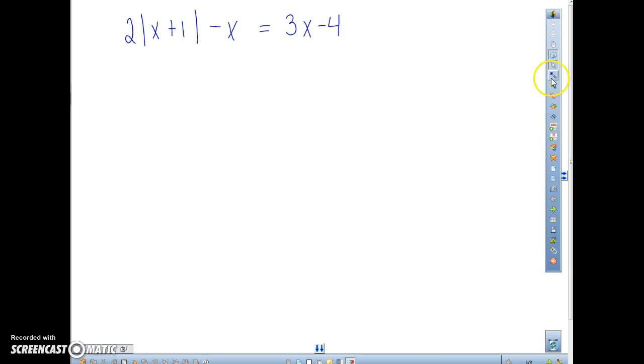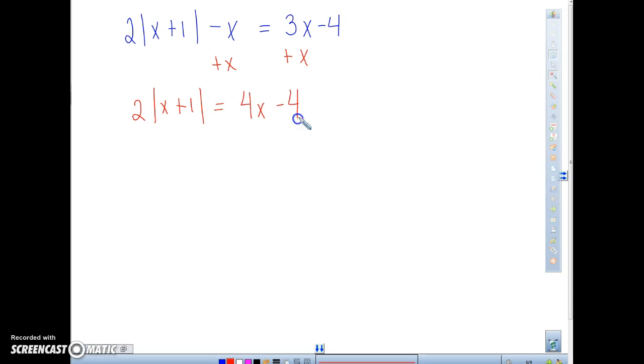So remember on Part 1 I said that you can't start solving the absolute value part until it's completely by itself. So what we have to do on this one is get the absolute value bars completely by itself. What you want to start with is that minus x there, and so we want to take care of it by adding x to both sides. So we have 2, bring everything else down that we haven't messed with yet, and we get 4x minus 4.